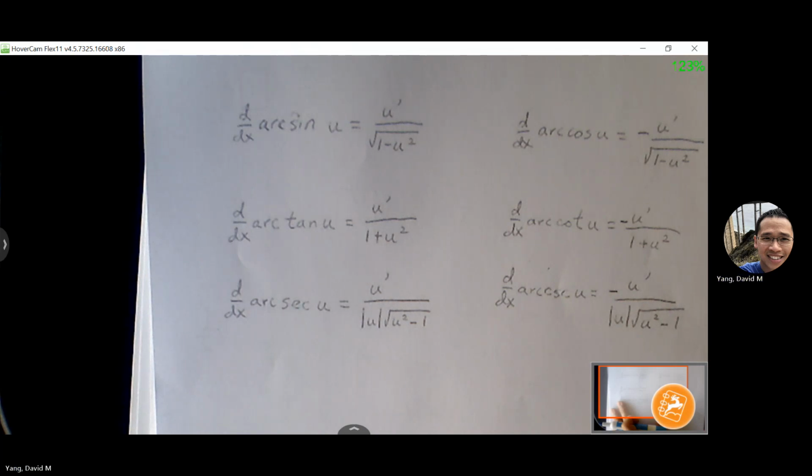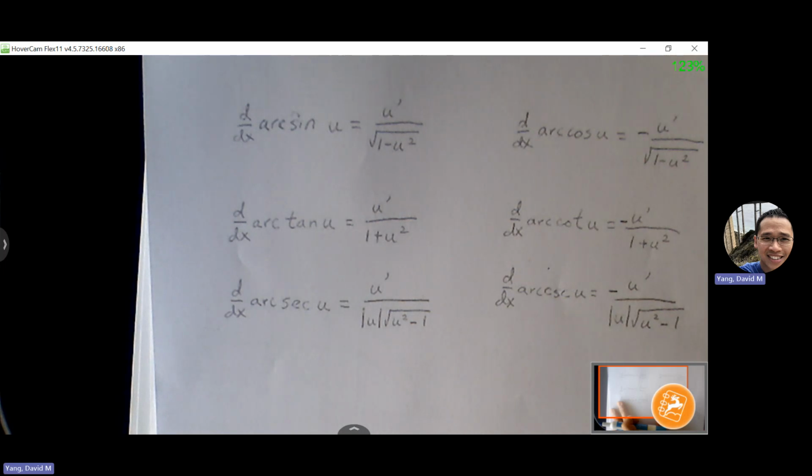Now, let's do this. We know that they all have the same numerator, so we'll just start off with u prime up top. They're all positive, so we don't have to worry about any sign changes. What's the simplest looking one here? Arctangent, right? Arctangent has no minus sign, no absolute value, and no square root. So start here: 1 plus u squared.